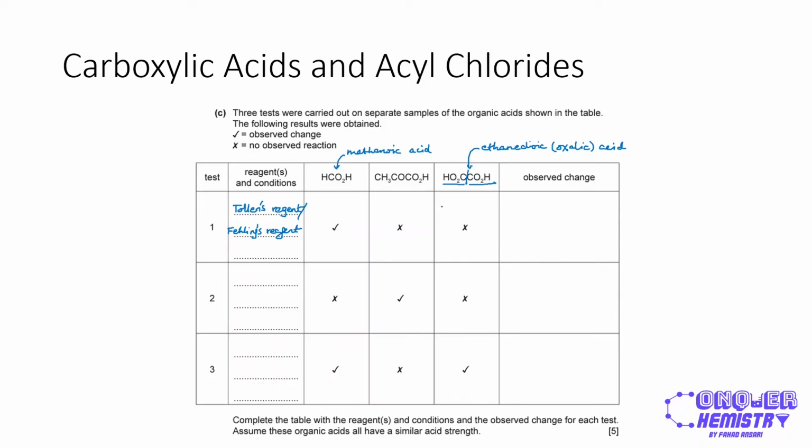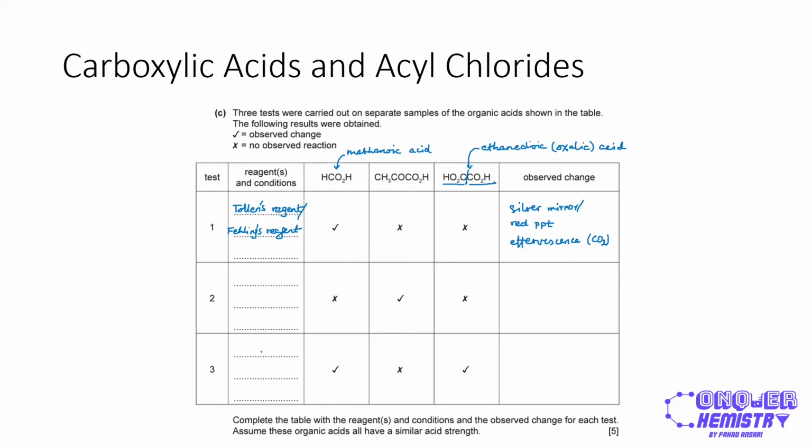Okay, so with Tollens' reagent, we know we're going to have a silver mirror. And with Fehling's reagent, we're going to have a red precipitate. And in both cases, you're going to have effervescence because of the production of CO2 upon the oxidation of methanoic acid. And I'm going to skip to number 3 briefly.